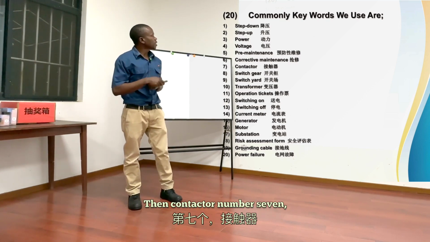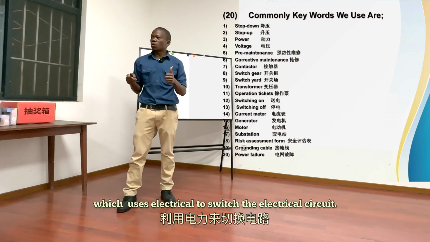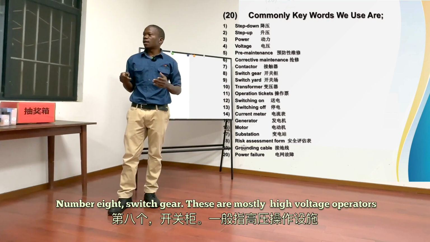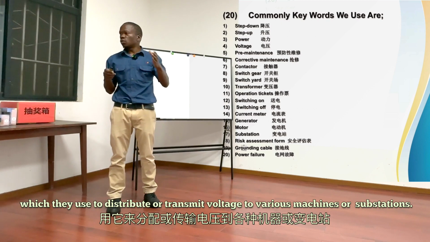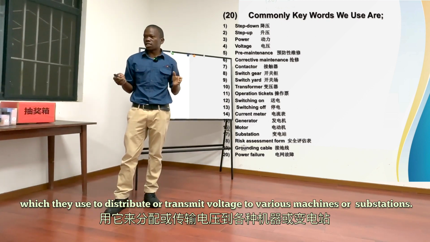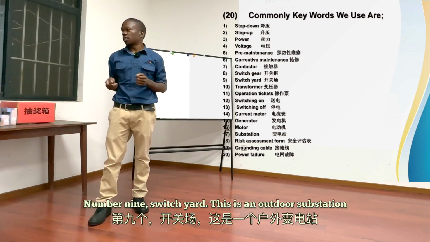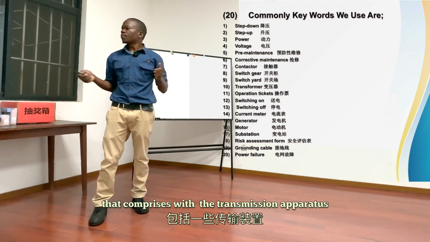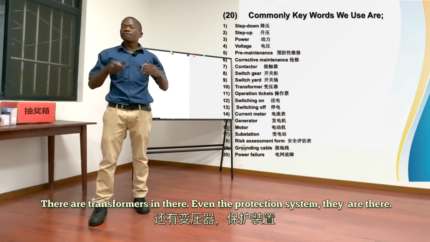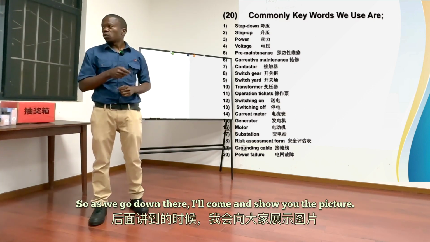Then contactor, number 7. This is an electromechanical switch which uses electricity to switch the electrical circuit. Number 8, switchgear. These are mostly high voltage apparatus which they use to distribute or transmit voltage to various machines or substations. Number 9, switchyard. This is an outdoor substation that comprises the transmission apparatus. There are transformers in there, and even the protection system. So as we go down there, I'll come and show you the picture.